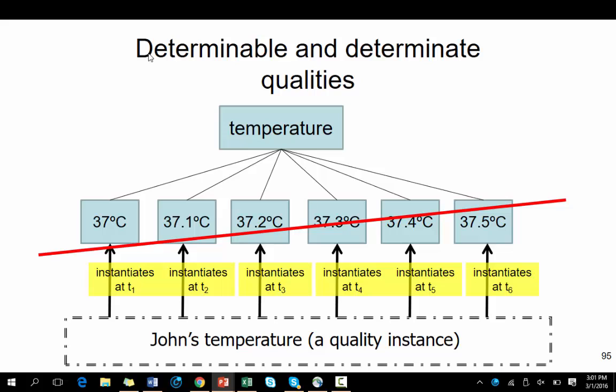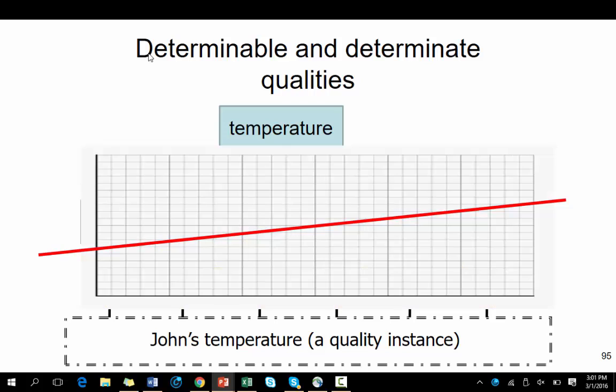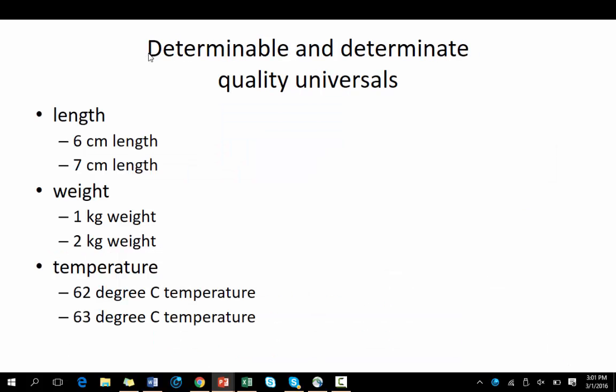this is what the differential equation represents: the increase in temperature. So these are examples of quality universals. The determinables are length, weight, temperature, and the determinates are 6 centimeter length, 7 centimeter length, and so on. So we need the same kind of treatment of hierarchies of qualities that we have been giving to hierarchies of processes, because the process profiles themselves were often generating hierarchies on the basis of distinctions between determinable and determinate quality universals.